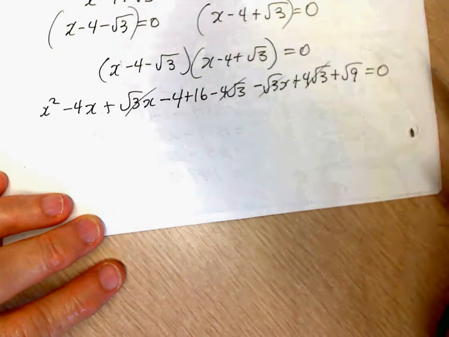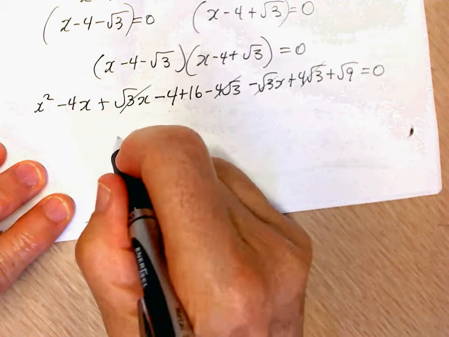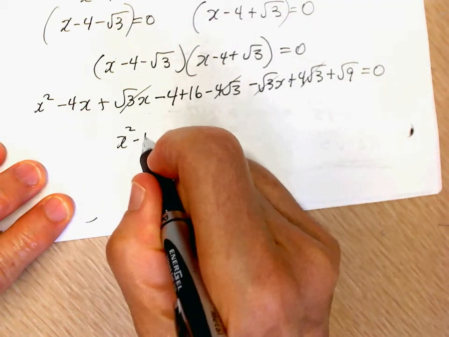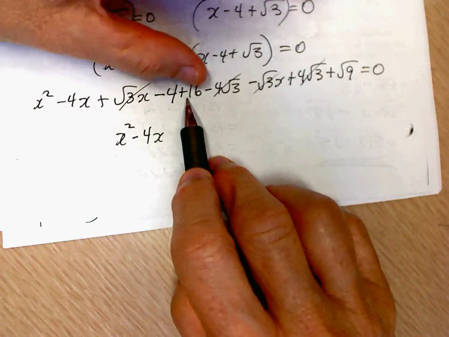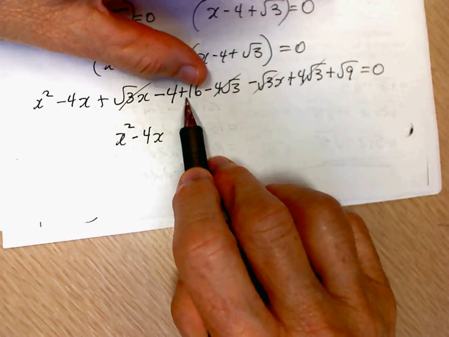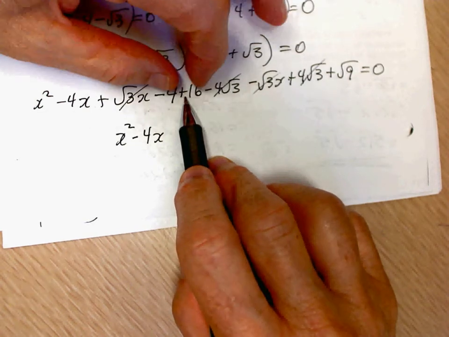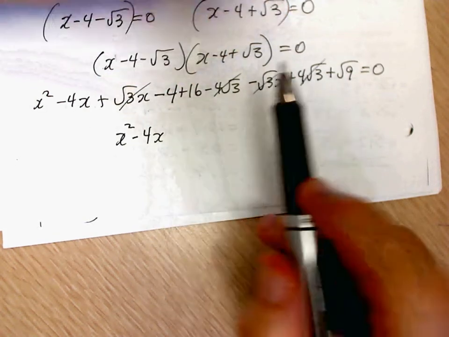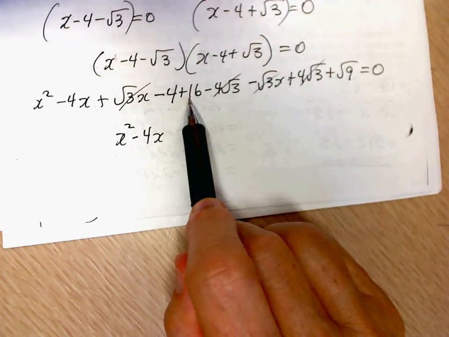So now we have x squared minus 4x. That minus 4 plus 16 is 12. 12 plus 3 is 15. No, 12. That's 12. Plus 3 is 15. I think I'm just going to double check my work. I think I made a boo-boo.